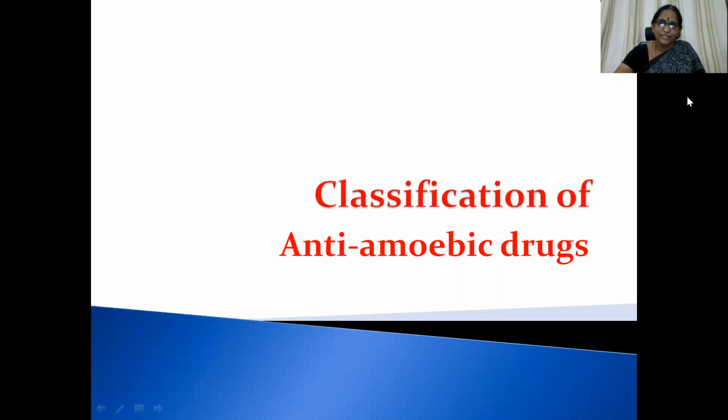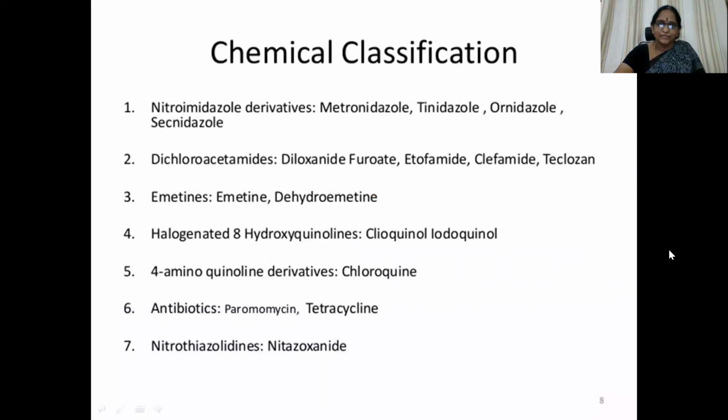We'll start from the classification of anti-amoebic drugs. There are two types of classification, and you have those in your textbooks also. One is the chemical classification, which we are not going to use in our treatment proper, so you can just go through it: nitroimidazole derivatives, dichloroacetamides, emetines, halogenated 8-hydroxyquinolines, 4-aminoquinoline derivatives like chloroquine, and then antibiotics.